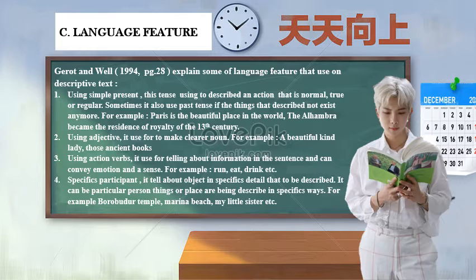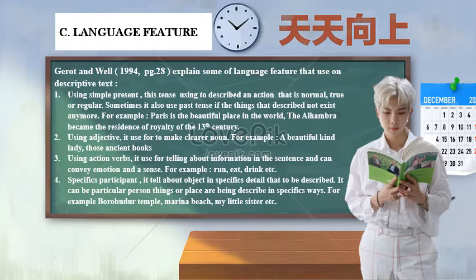For example, Paris is the beautiful place in the world. And then the Alhambra became the residence of royalty of the 13th century. And the second is using adjective. Adjective is used to make a noun clearer. For example, a beautiful kind lady, those ancient books. And the third is using action verb. Action verb is used for telling information in the sentence and can convey emotion and sense. For example, run, drink, eat, and many others.